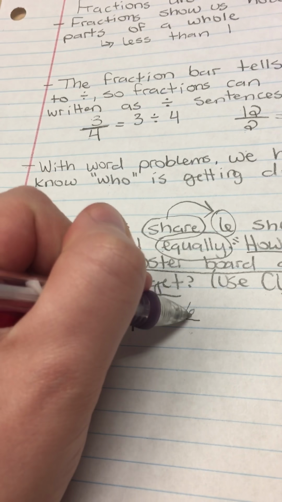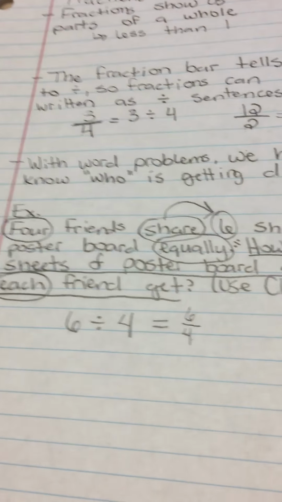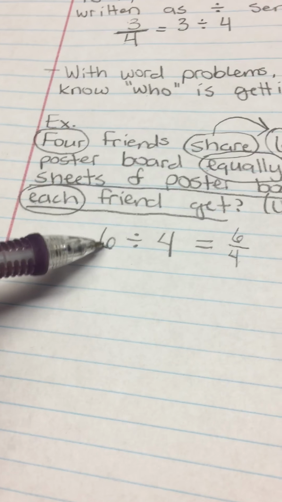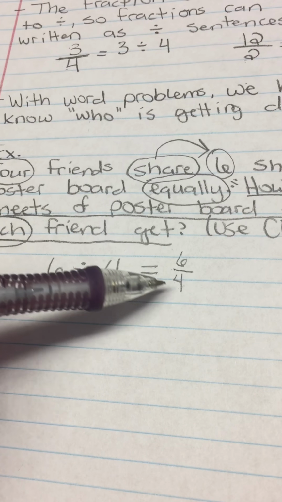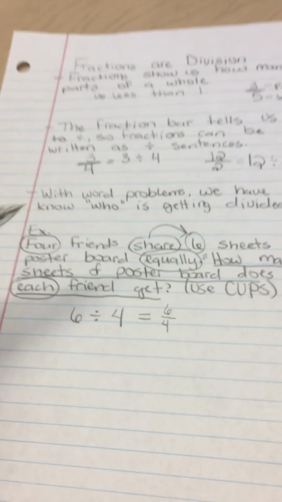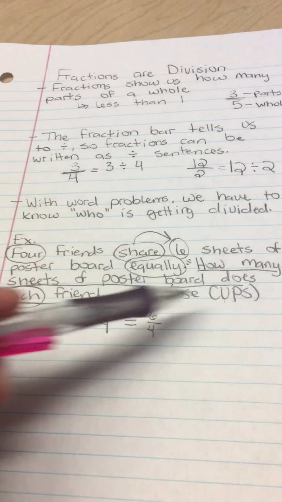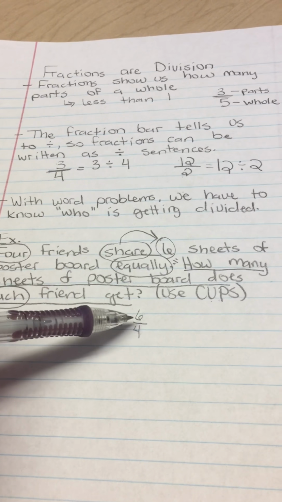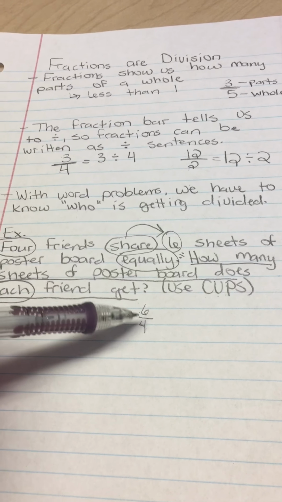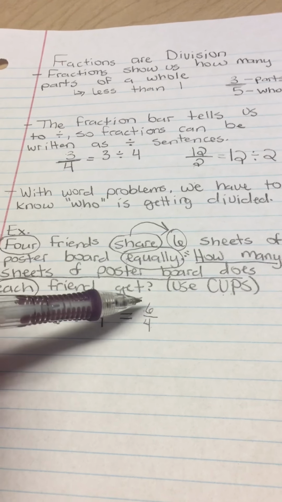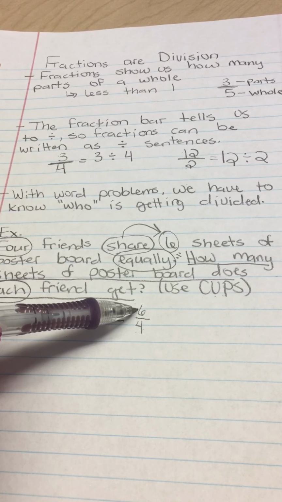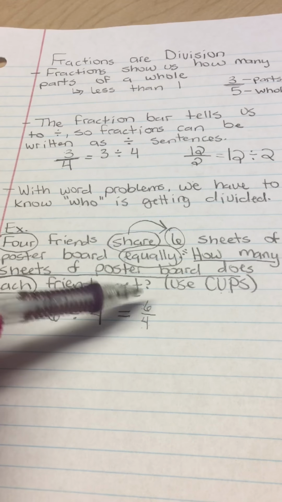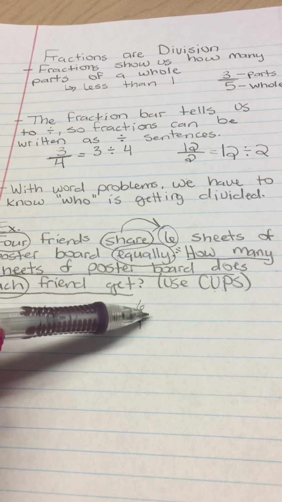This is what I've come up with. This first number is always the numerator. The second number is always the denominator. And if we look at the words in our word problem here, that makes sense. 4 friends share 6 pieces of poster board equally. So that means we have to divide this number up.